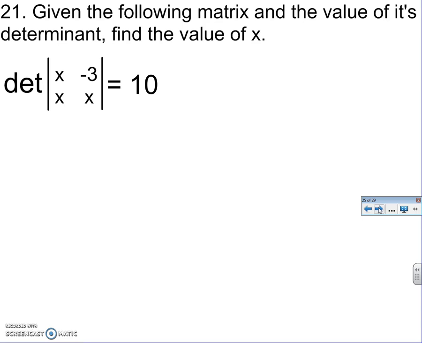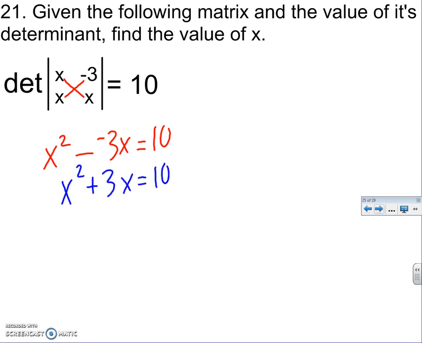It's going to be a times d, the lower diagonal. x times x is x squared. Minus b times c. x times negative 3 is negative 3x. Equals 10. When you subtract a negative, that's really positive. This is really x squared plus 3x equals 10.